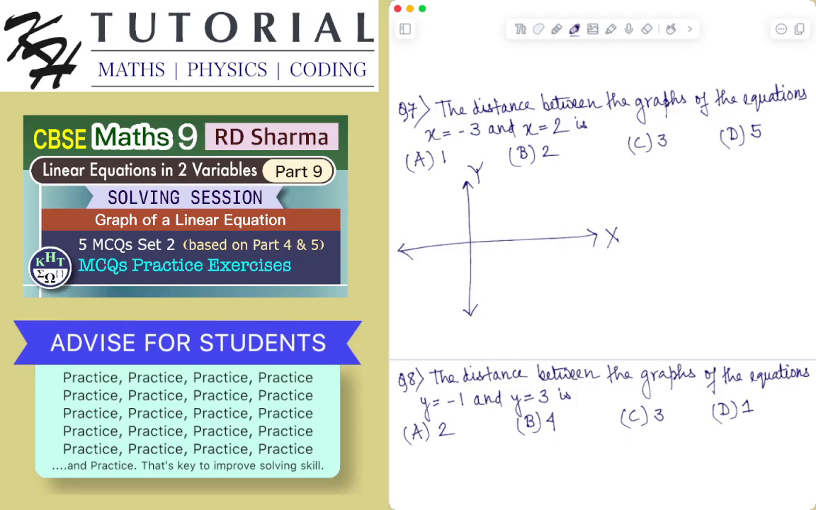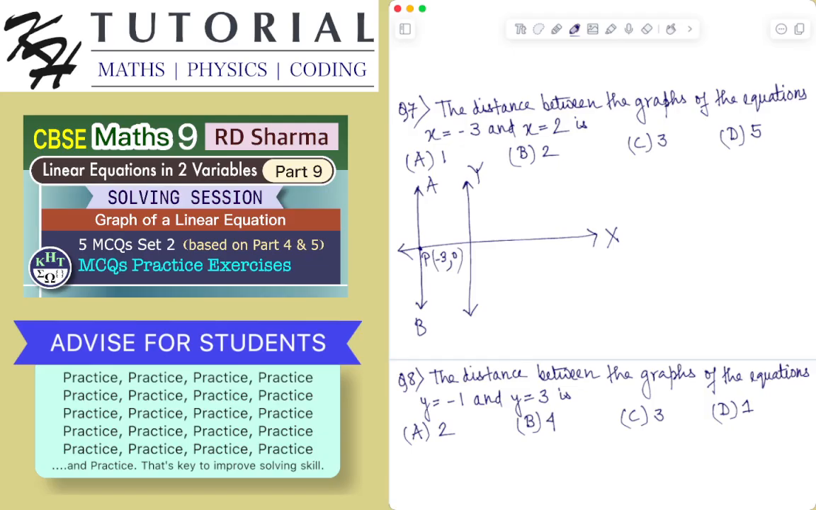That is, the x coordinate of all the points lying on the graph of x equals minus 3 will be minus 3. So the line x equals minus 3 will be the line AB, where this line AB is intersecting the x-axis at the point P, whose coordinate is minus 3 comma 0, and the x coordinate or abscissa of all the points on the line AB will be minus 3.